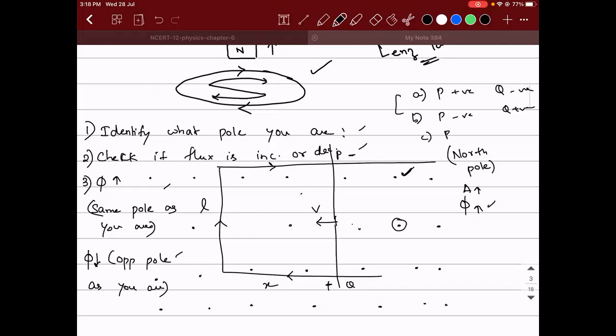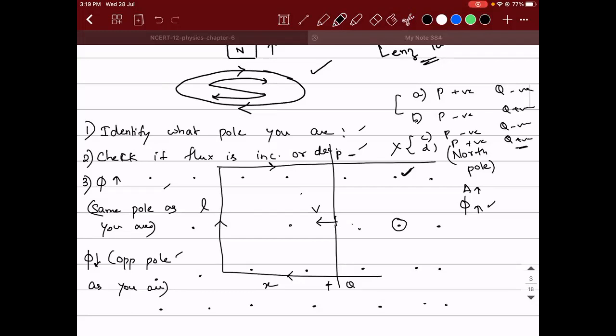See, C is both P negative, Q negative, and D is both positive. Obviously, C and D are not possible. Since options are to be created, they can do it. So it should be between A and B. So if area is decreasing, Q will be negative, sir. Yeah, Q will be negative and P will be positive.